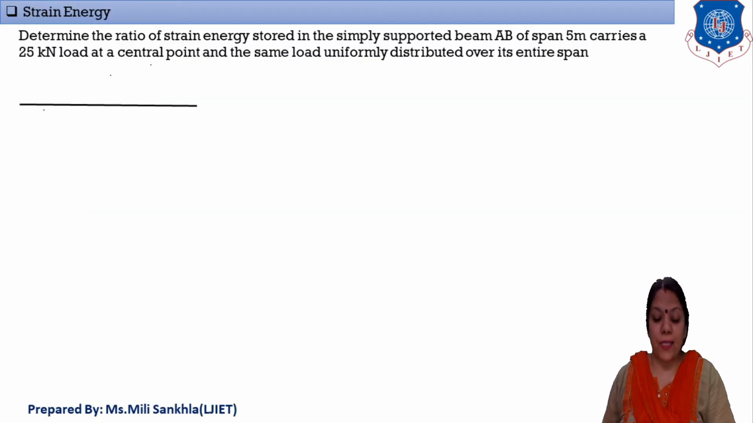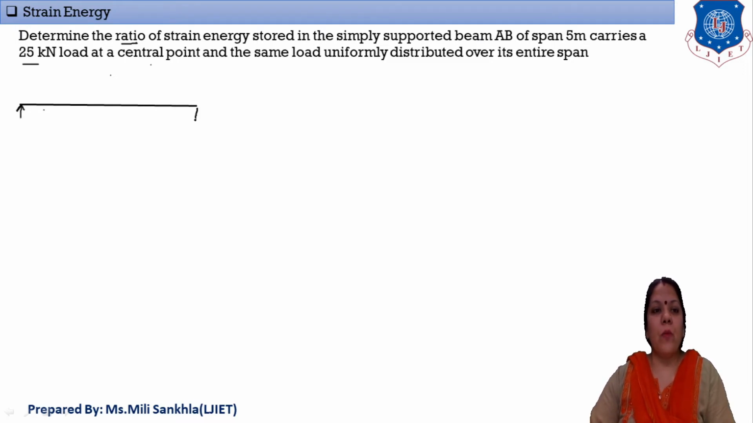Now our first example: determine the strain energy stored in a simply supported beam AB of span 5 meter carrying a 25 kN load at the center point, and the same load uniformly distributed over the entire span. Here we find the ratio of strain energy due to point load and due to UDL. This beam is simply supported, so first of all we draw this simply supported beam.